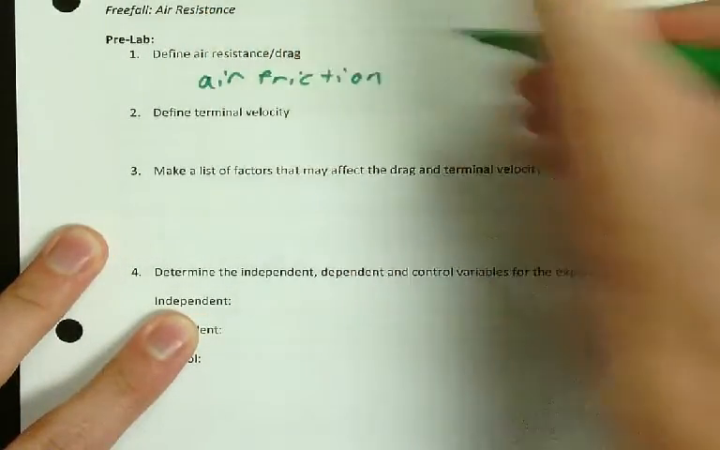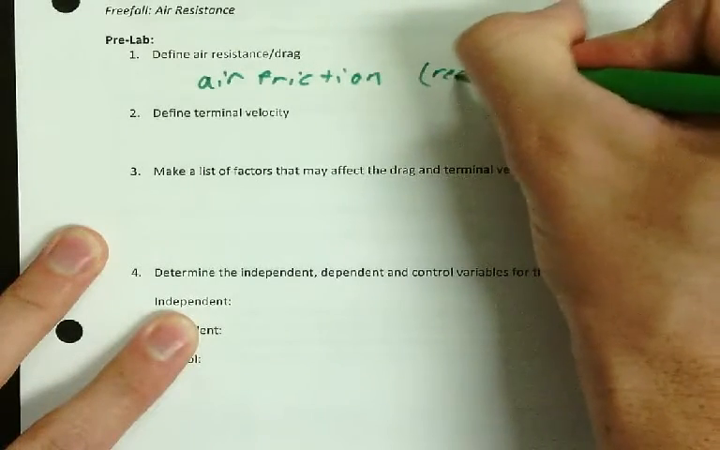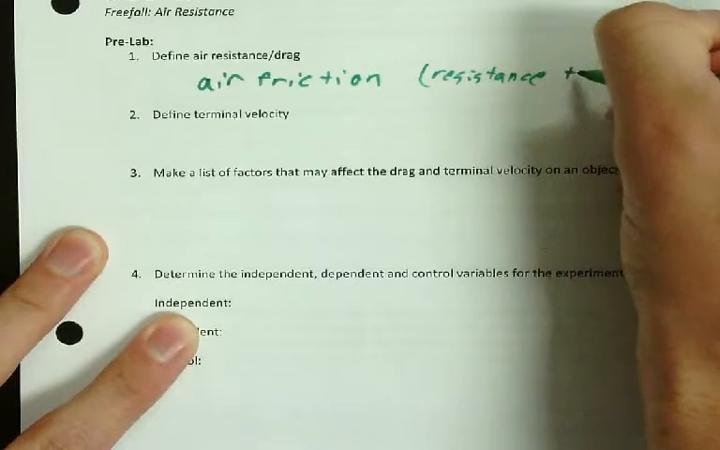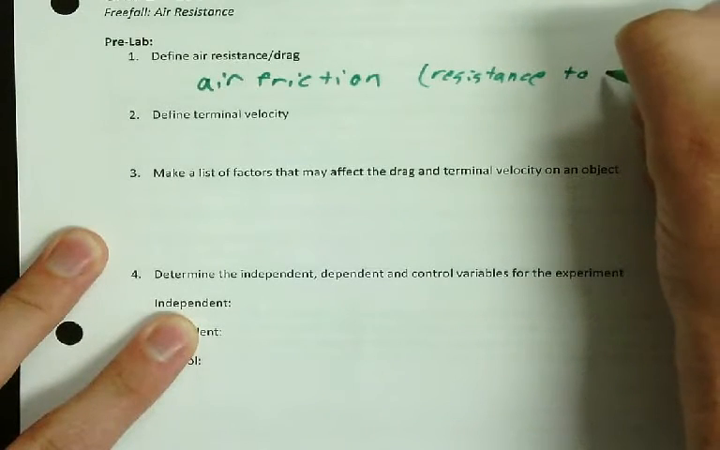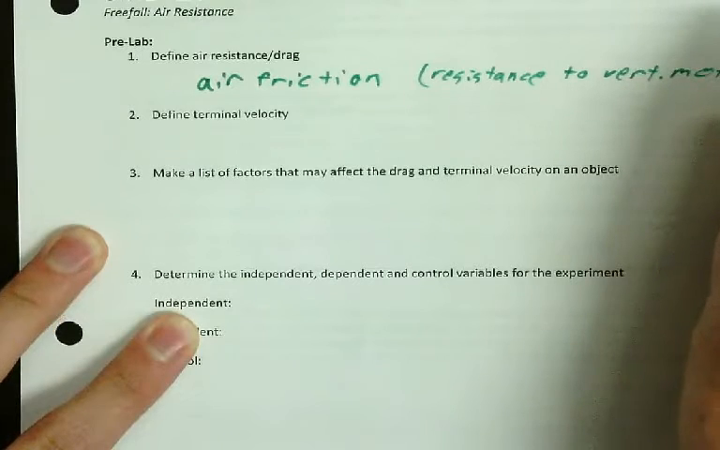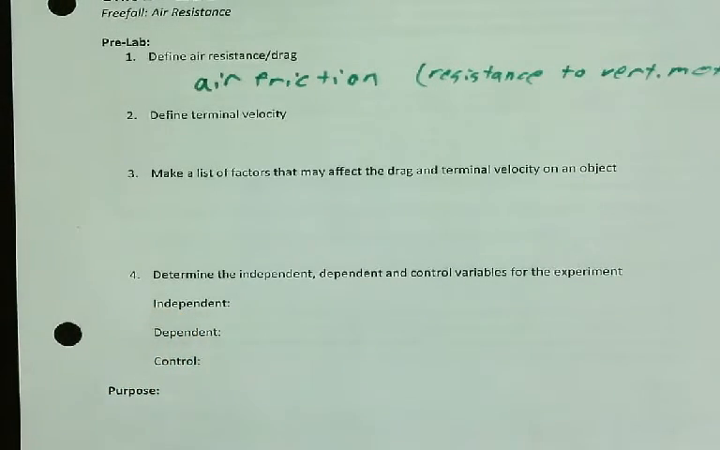It's air friction. Basically, it's a resistance to vertical motion. I guess technically it doesn't have to be vertical, but all the examples we're going to do are vertical. Technically, there is horizontal air resistance, but the horizontal air resistance is usually less impactful because it's small compared to the speed of the object, as opposed to in free fall, where that's usually a much larger value.